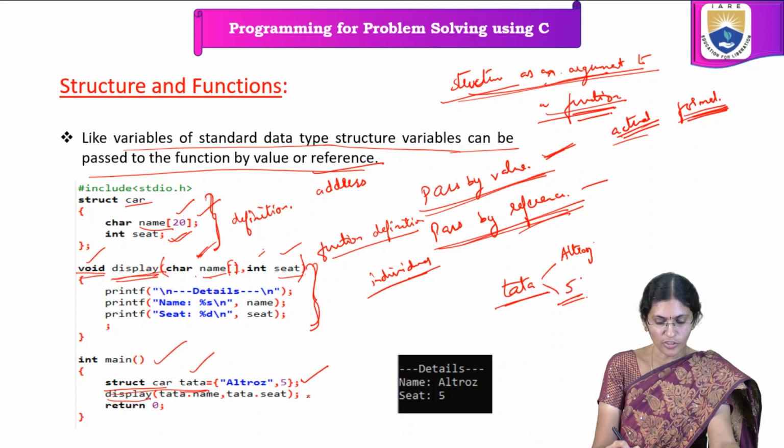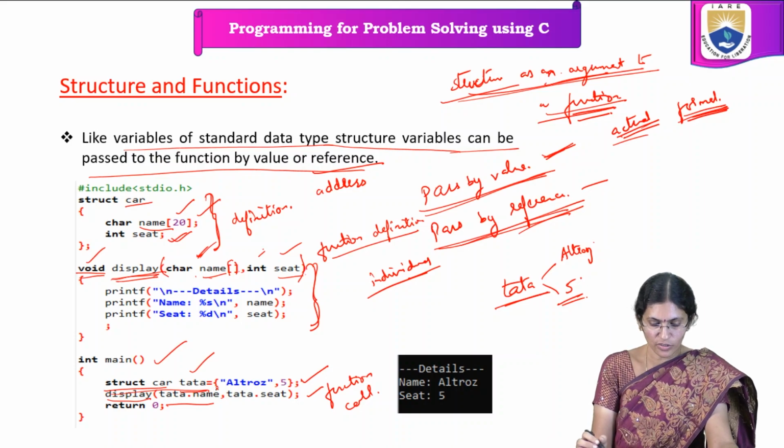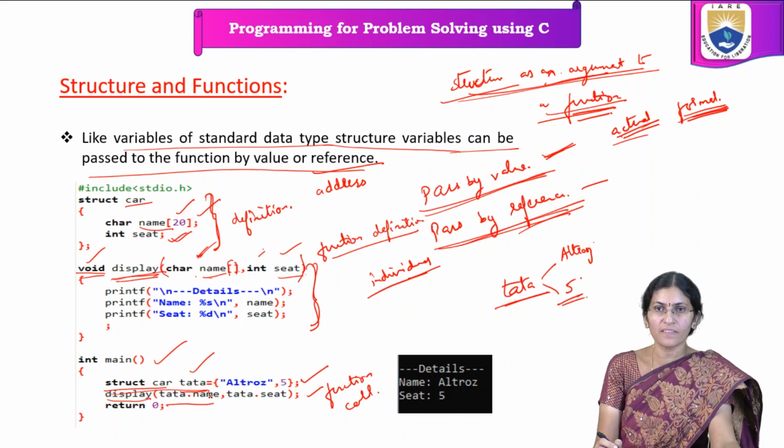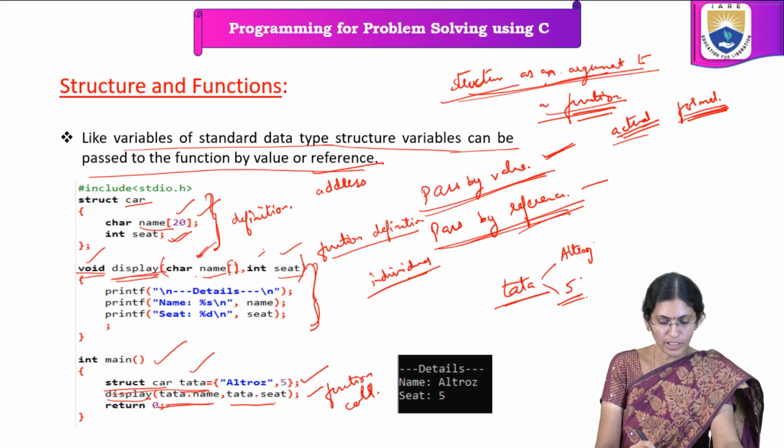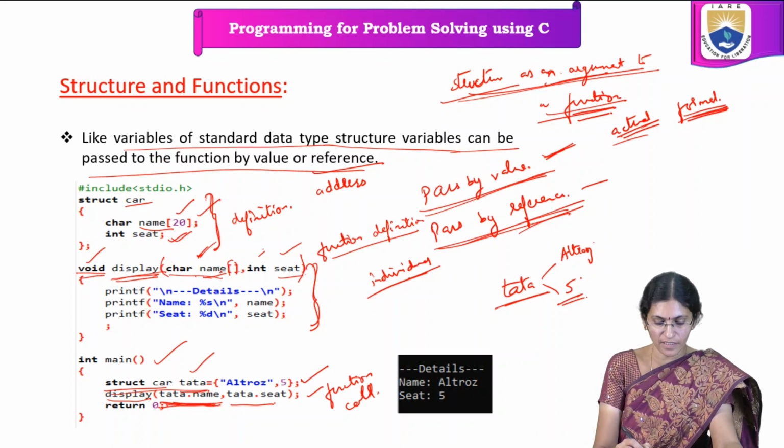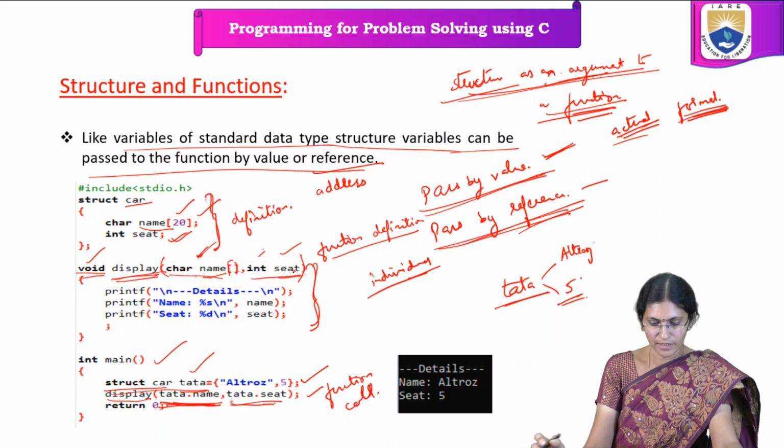Next, this is the function call. In the function call, we are passing each member value. Each member can be accessed by using the dot operator, so Tata.name is an array of characters. In order to receive this parameter, we have defined an array of characters here. Next, this is an integer value, so to receive this parameter, we have declared it as an integer type.